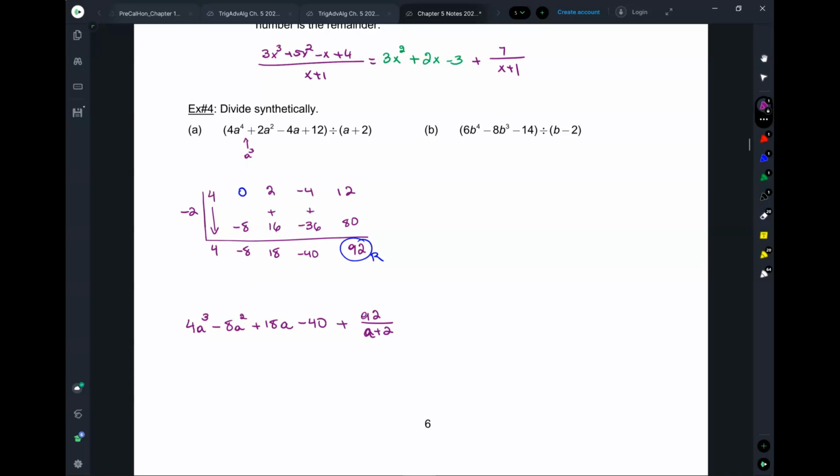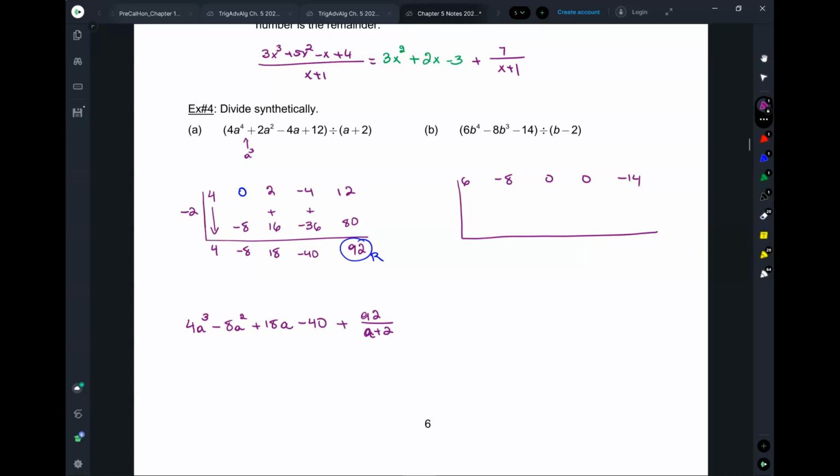So take a look at this next one. It starts with 4, then we have 3, then we've got 2 of them missing. So we got to put even more zeros. So it's going to be 6, negative 8, 0, another 0, negative 14. And then you're like, wait a minute, did I even do that correctly? Well, let's count. Exponent of 4, 3, 2, 1, 0.